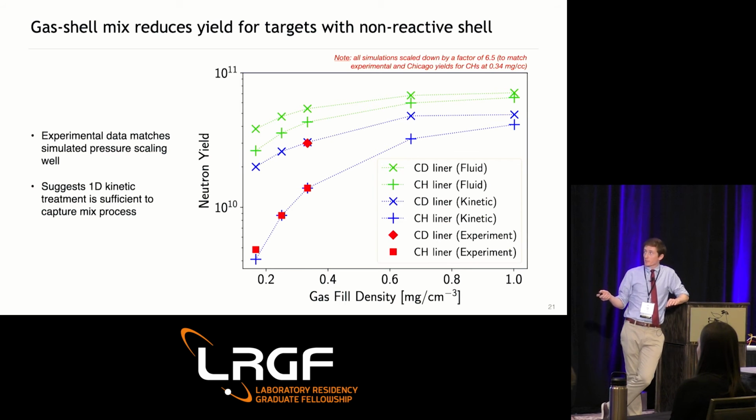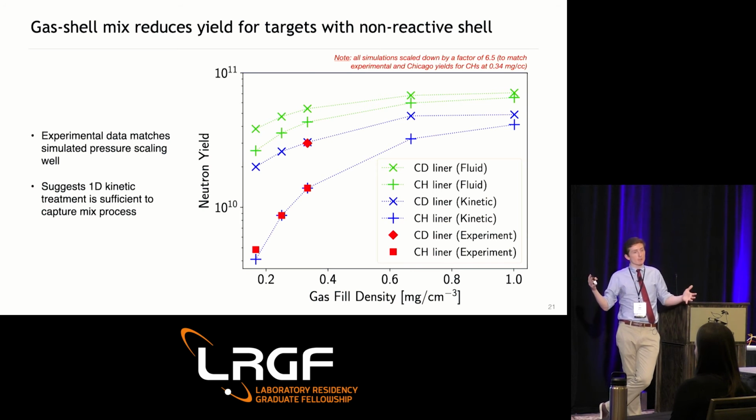So it's not as perfect as it looks, because these are 1D simulations, so they're going to be over-predicting absolute yield. That's very common. So what we did is we scaled down all the simulation data by a constant factor just to match these two points right here. This way we can see that relative scaling with pressure and see how well we're explaining it.